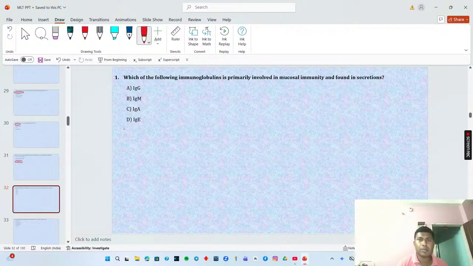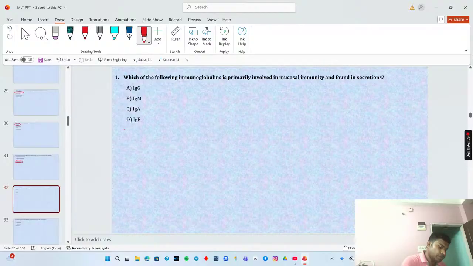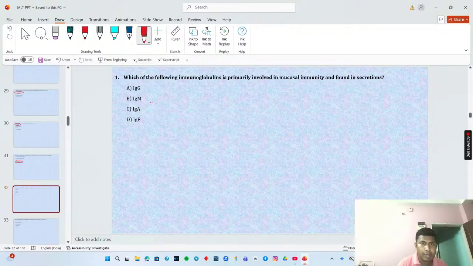Now the next question. Which of the following immunoglobulins is primarily involved in mucosal immunity and found in secretions? Mucosal immunity. It is IgA. The answer of this will be IgA.